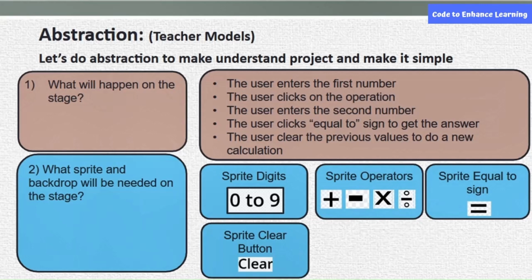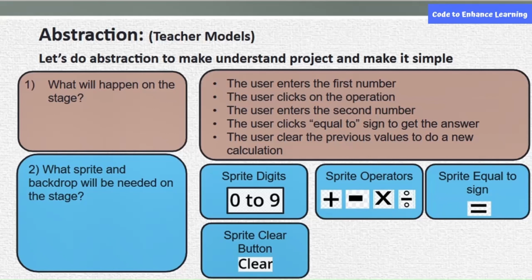To simplify our project, through abstraction, we will focus on two main things: what will happen on the stage, and what sprites and backdrop will be needed on the stage. On the stage, the user will enter the first number, select an operator and then input the second number. Once the inputs are provided, clicking the equal to sprite will calculate and display the result. Additionally, a clear button sprite will allow the user to reset all fields.